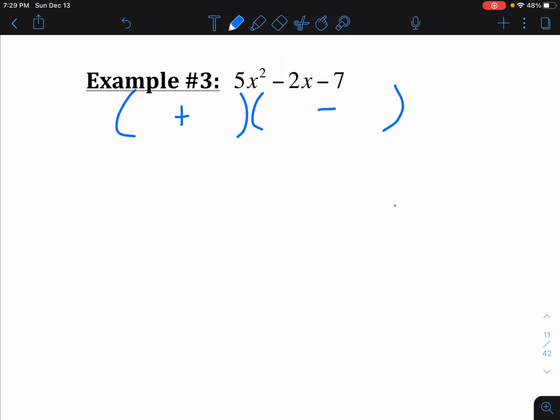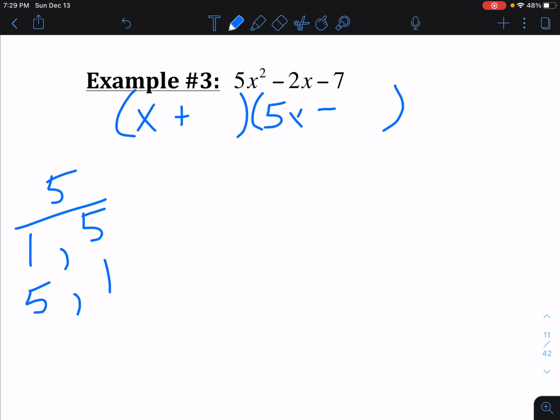Now look at your a. You have a 5. That could be 1 then 5, or 5 then 1, because it's a plus minus. So let's try 1x and 5x. Now let's try pulling the 7 to the side. And it could be either 1 and 7 or 7 then 1. So I go, okay, let's try the 1 then the 7. 1 and a minus 7.